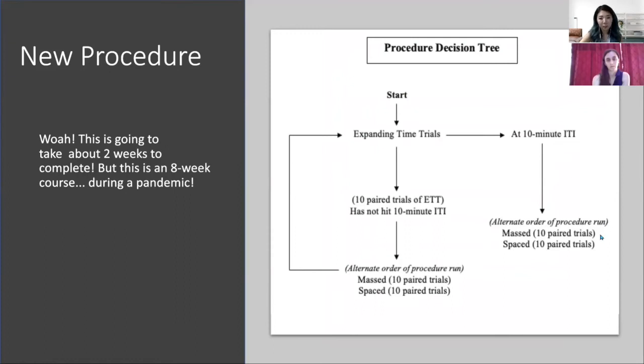that 10-minute break. When we were timing it, we realized that running our 10 paired trials of massed and our 10 paired trials of spaced, they would both fit really nicely within that 10 minutes. And we would also alternate the order of our procedures run like we did previously.